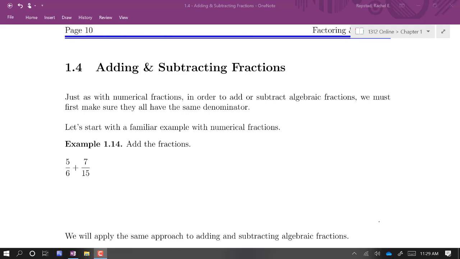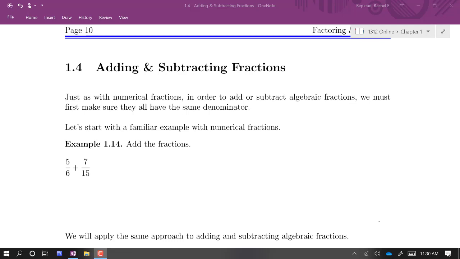When we add or subtract fractions, we have to make sure that we have a common denominator. So I'm going to start with a simple-ish example, just going back to a numerical fraction. Here's the way I approach these numerical fractions, and it will mirror a successful approach to the algebraic fraction.